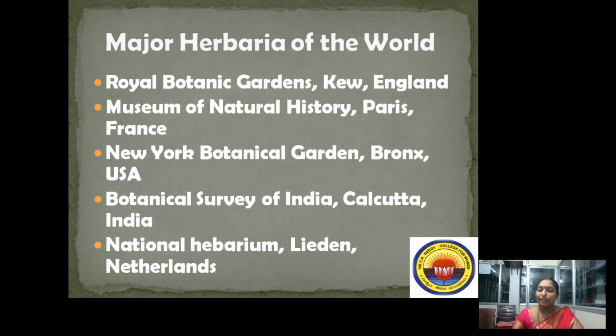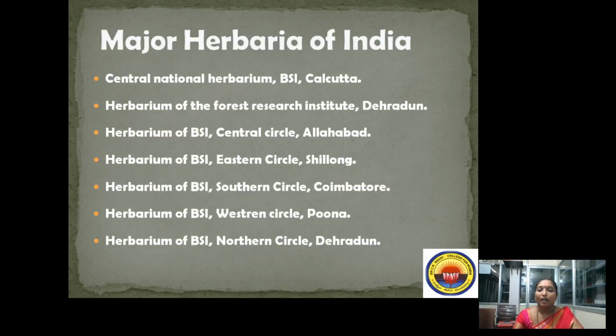So we have already learned that the Botanical Survey of India is our national identification herbarium, which has hundreds and thousands of plant specimens preserved, and it is the major herbarium of India. The Botanical Survey of India has various branches within India. So what are the branches?